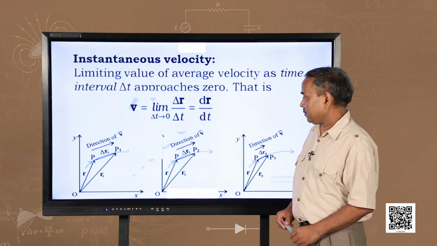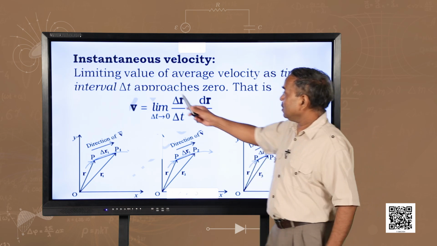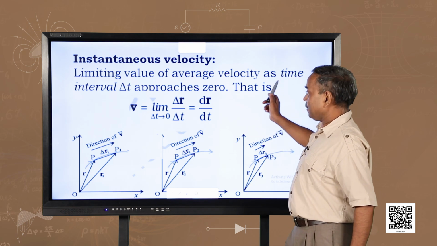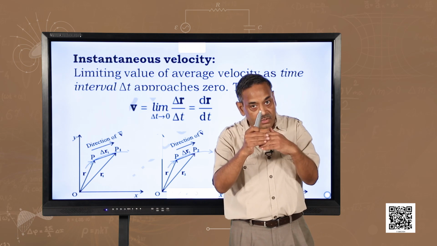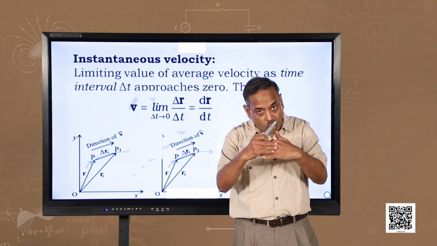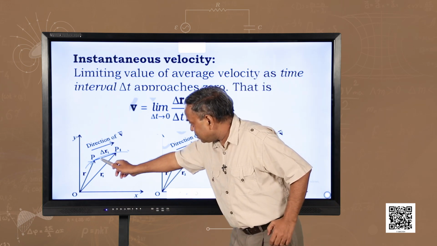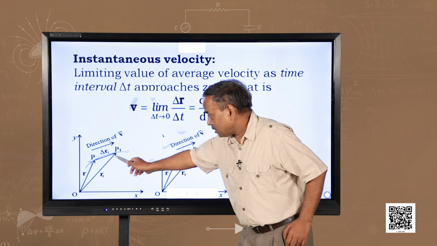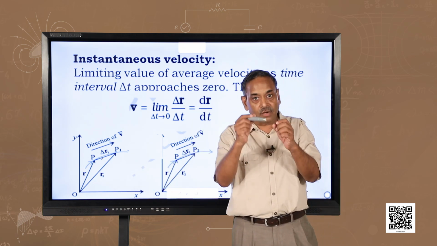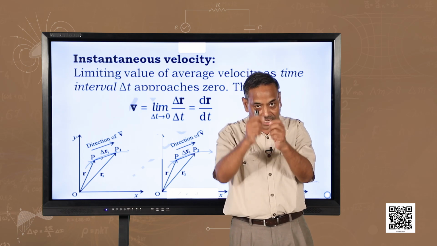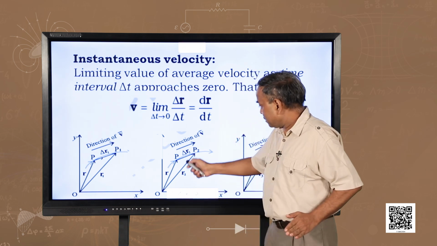Now, let us take the instantaneous velocity. What happens in the case of instantaneous velocity? It is the limiting value of the average velocity as the time interval delta t comes down to 0, becoming negligibly small. Let us see in this diagram how this changes as delta t changes. As delta t tends to 0, delta r, the change in the two position vectors, also tends to 0.